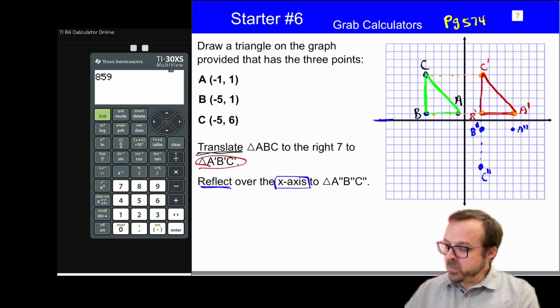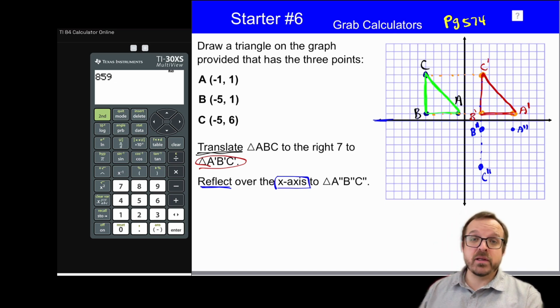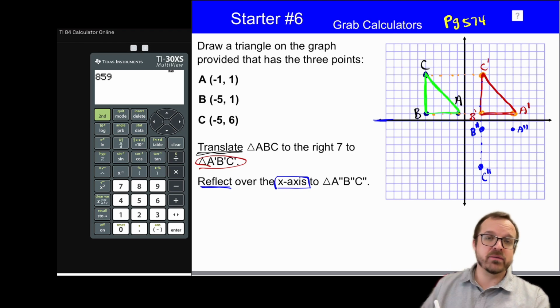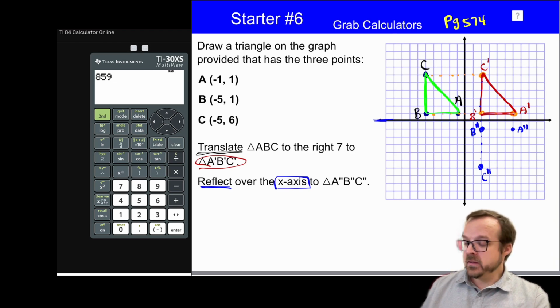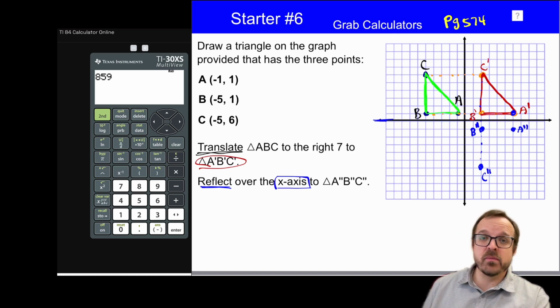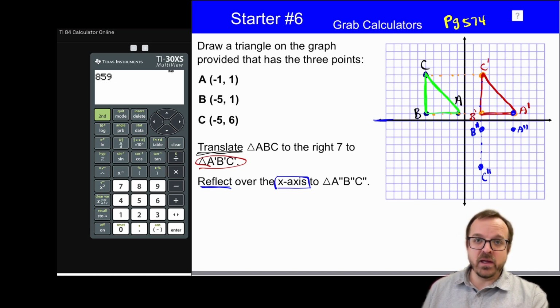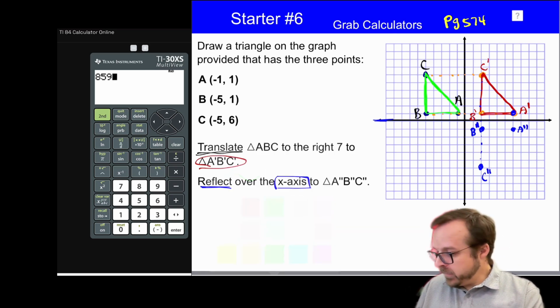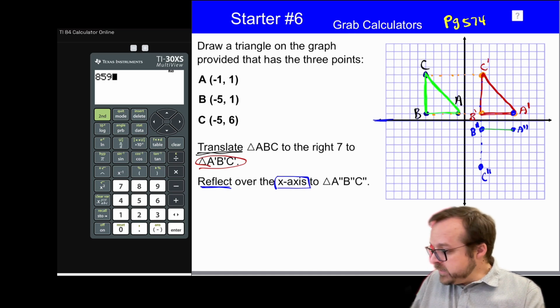Remember that the important part of reflections is making sure that each point is reflected equidistant from that line of reflection. So for instance, A prime right here is a distance of 1 from the x-axis, so A double prime should maintain that distance of 1 from the x-axis. Same thing for all the double primes, A double prime, C double prime, and B double prime. That gives us this new triangle here.